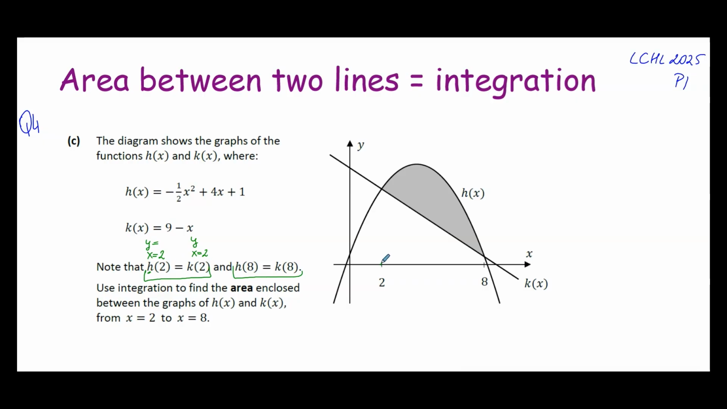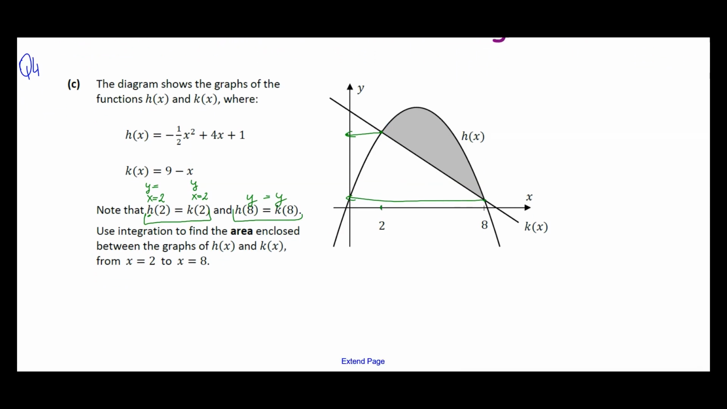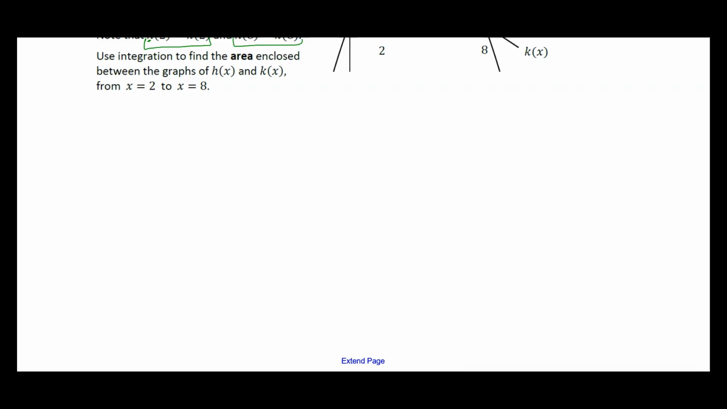We can see that here, x is equal to 2, and the corresponding value of y belongs to both functions. And the same here. They are saying when x is 8, the y in function h is the same as y in function k, because we can see that that's where it is. Use integration to find the area enclosed between the graphs h and k from 2 to 8, so within that interval.